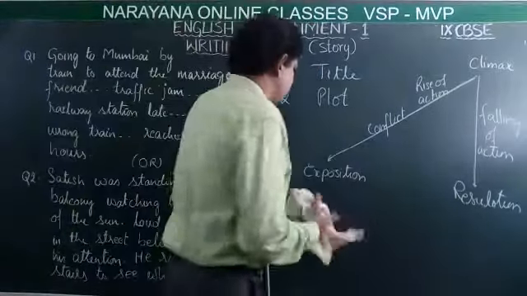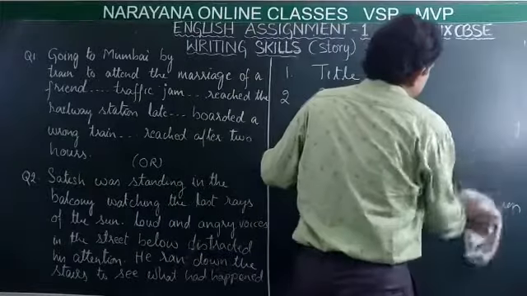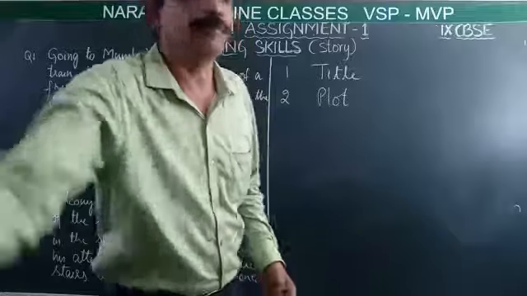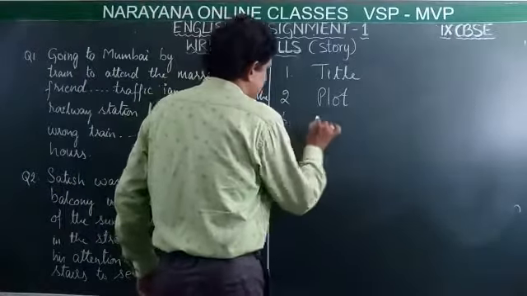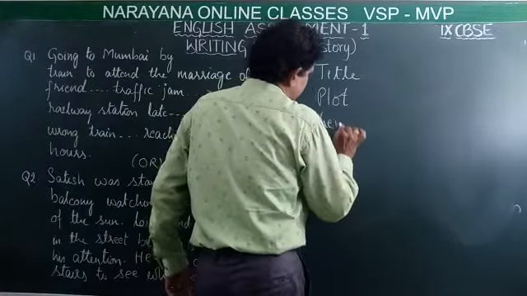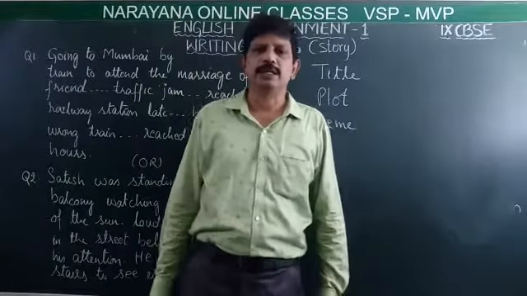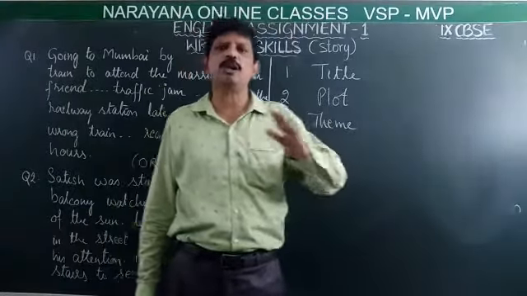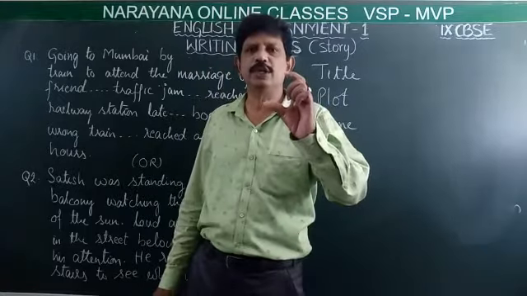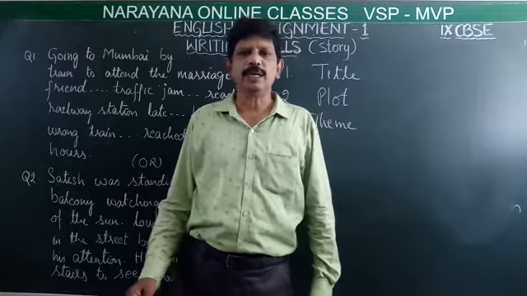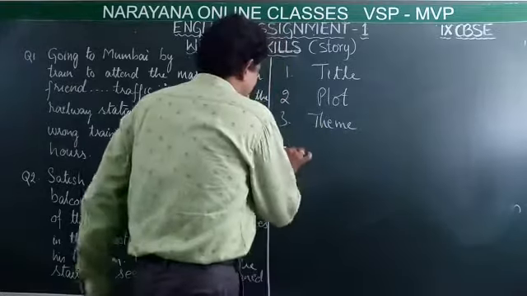Now the third one we are going to see is the theme. The theme of the story should not be missed. What question is given to you? You should not go away from the theme. Okay? The fourth one is the characters.